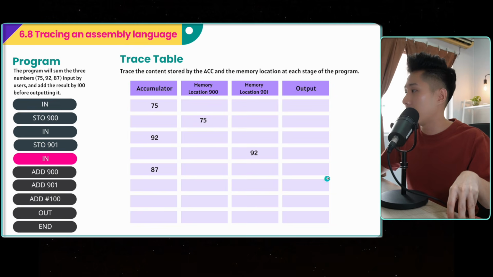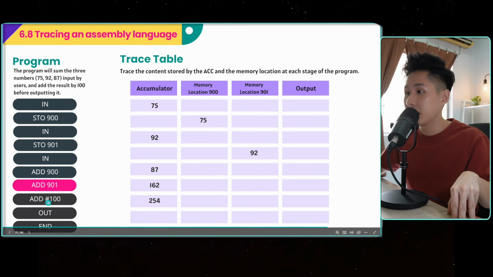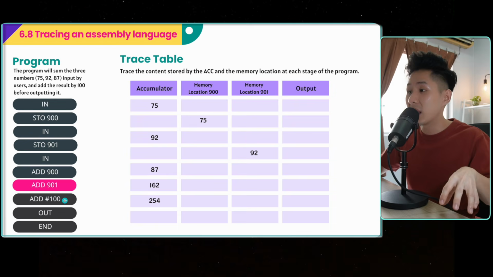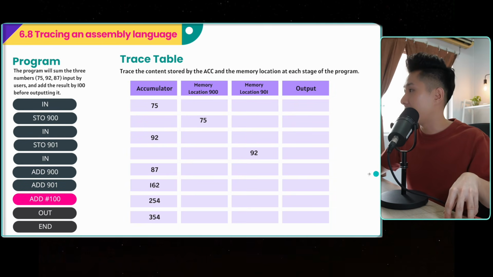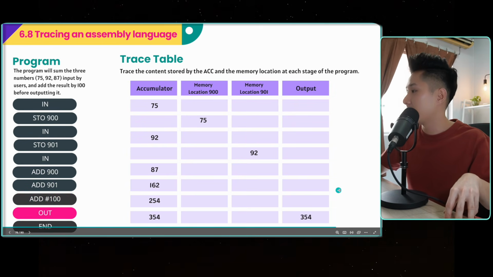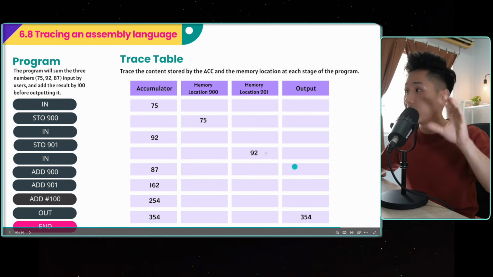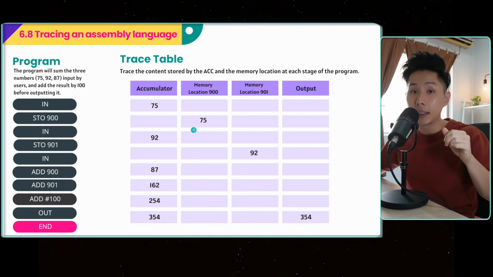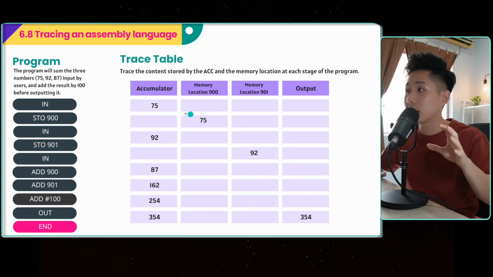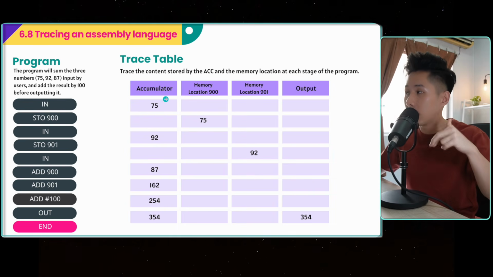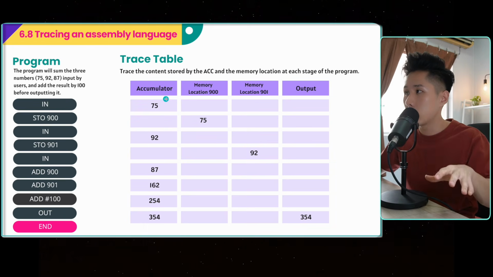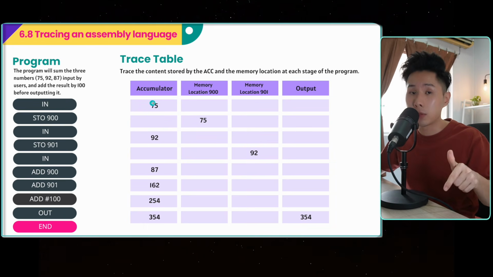So 87 will be added to 162 after adding 75. So ADD 901, I add the value inside 901, and then ADD #100. So if you look at this hashtag, it is actually adding the number 100. I got 354, and then OUT, so 354, and then the program is ended. So this is something that you need to do for your exam. They're going to show you a trace table and ask you to track the value of each location at each stage of the program.